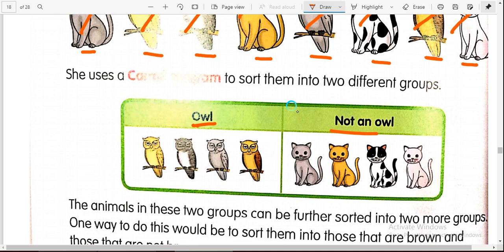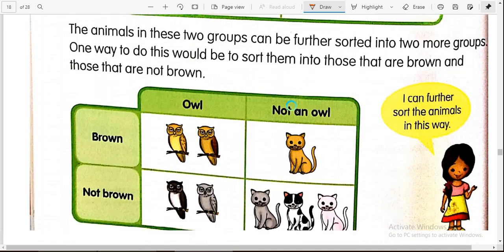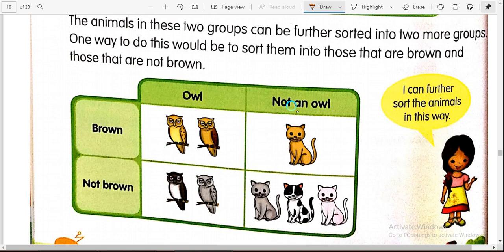So look at the owls here. Here we have some owls. 2 of these owls are brown and the other 2 are not brown. And not an owl, one animal is brown and the other 3 are not brown. So we will draw a table like this, owl and not an owl, brown and not brown.